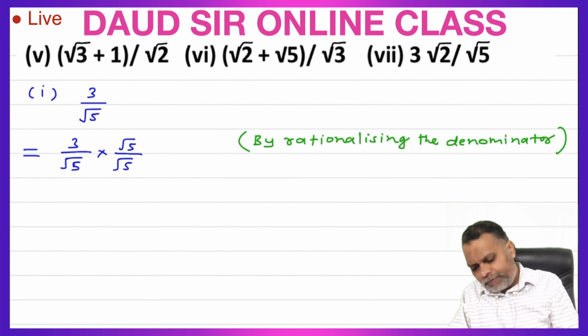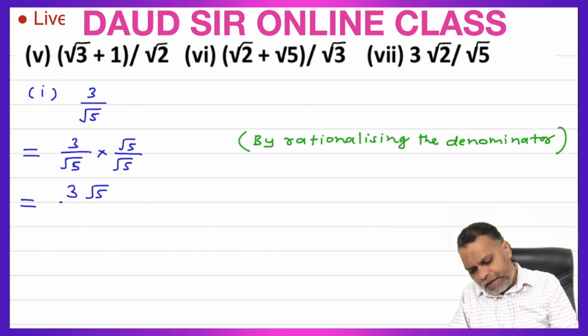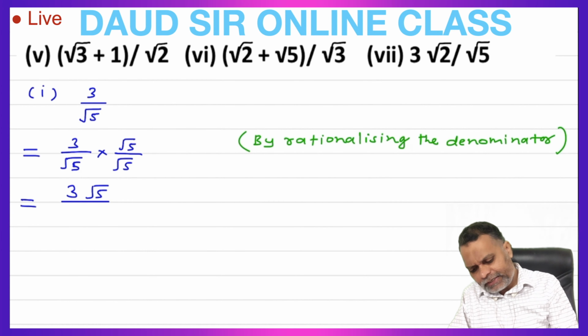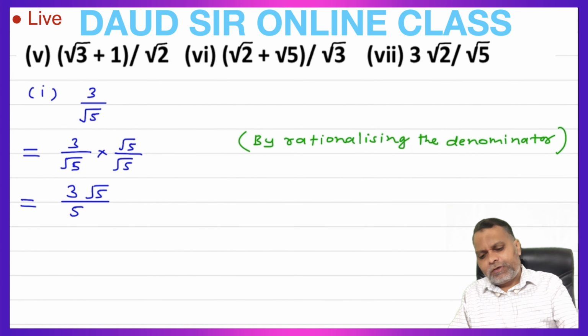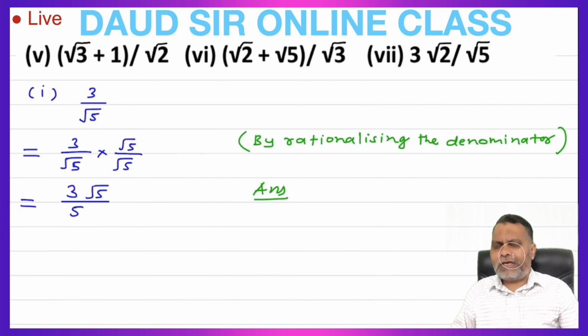So, this is equal to 3 under root 5 upon root 5 times root 5, which is 5. So, this is the answer. In this way, we can rationalize.